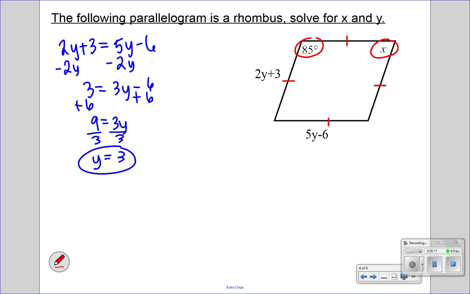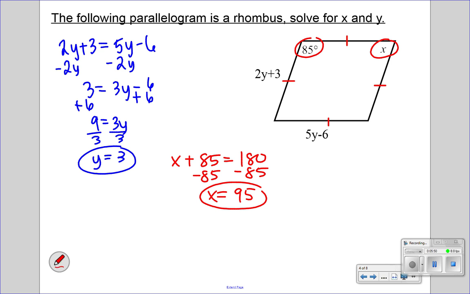Now our next one, x is at an angle, and we have another angle, 85. These angles are consecutive, and this is a parallelogram property. We know that consecutive angles are supplementary, so they equal 180. So we can do x plus 85 is equal to 180. We can subtract, and we get 95 for x. So for a rhombus, we can use rhombus properties and parallelogram properties.